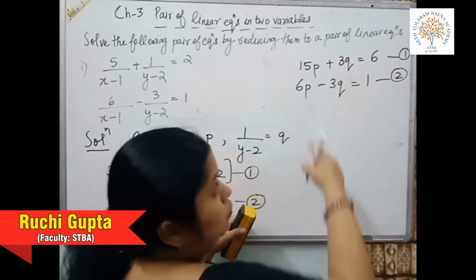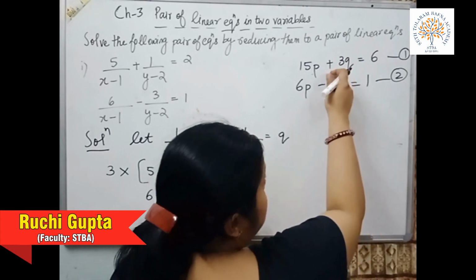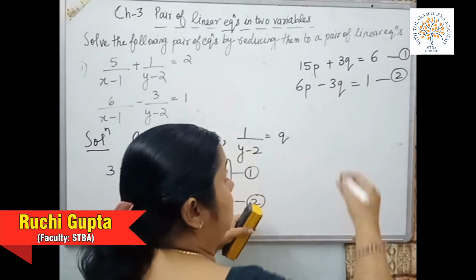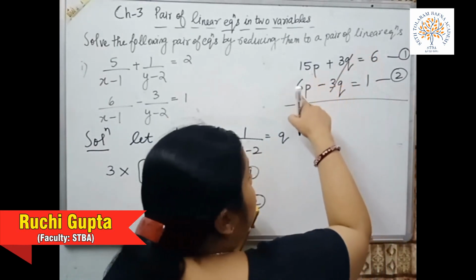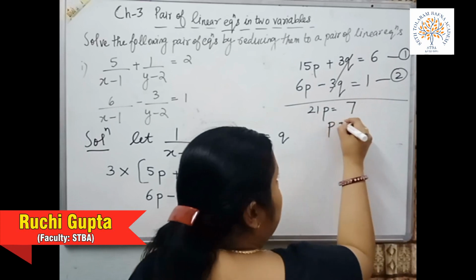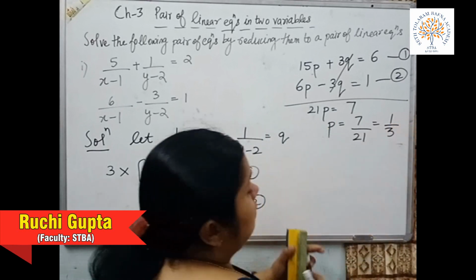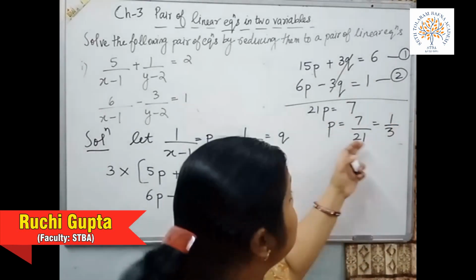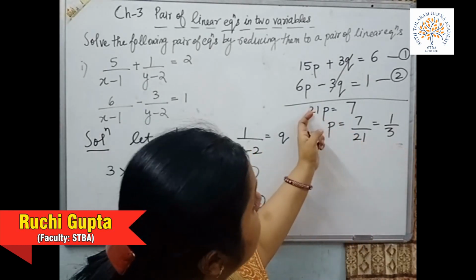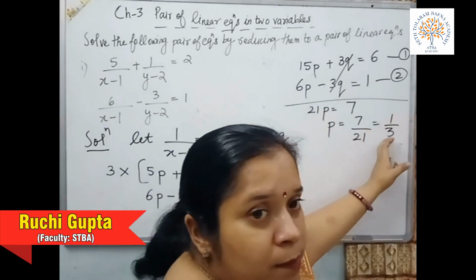Can you see that? Now the coefficients of q are the same. So no need to subtract these equations, because one 3q has a positive sign and one 3q has a negative sign. So directly cancel them. 15 plus 6 is 21p and 6 plus 1 is 7. So what is p? It is 7 upon 21. It is 1 upon 3. The most common error, students, which you make is writing it as 21 upon 7, which is wrong. Okay, because 21 is multiplied with p, so it comes in the denominator. So it is 1 upon p.